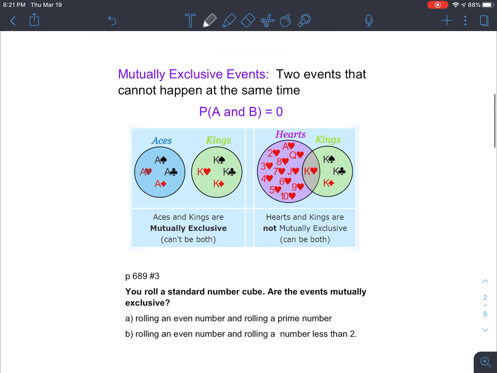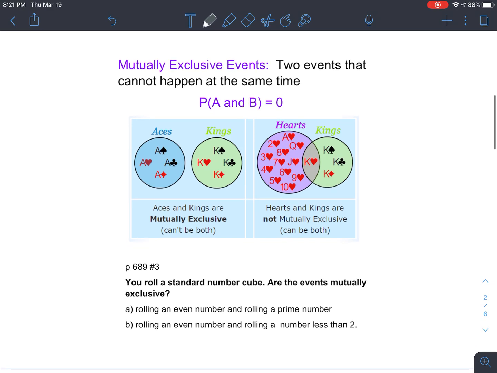Okay. So now we have to look at some more definitions. Mutually exclusive events. So if we think about what it means, mutually exclusive: two events that cannot happen at the same time. They are exclusive. If one happens, the other cannot. So if we think about this in terms of the probability of these two events happening at the same time, the answer has to be 0 because it is impossible. Remember, 0 is for impossible.